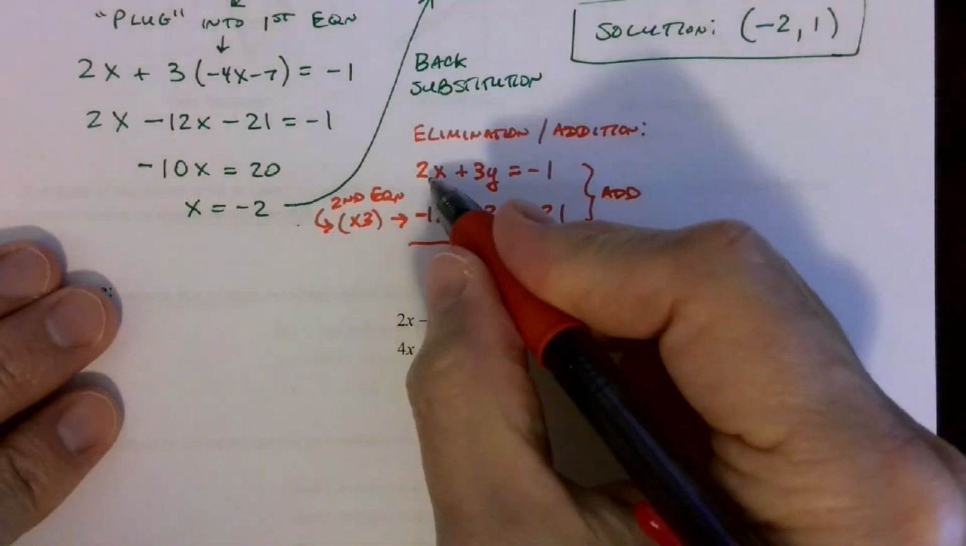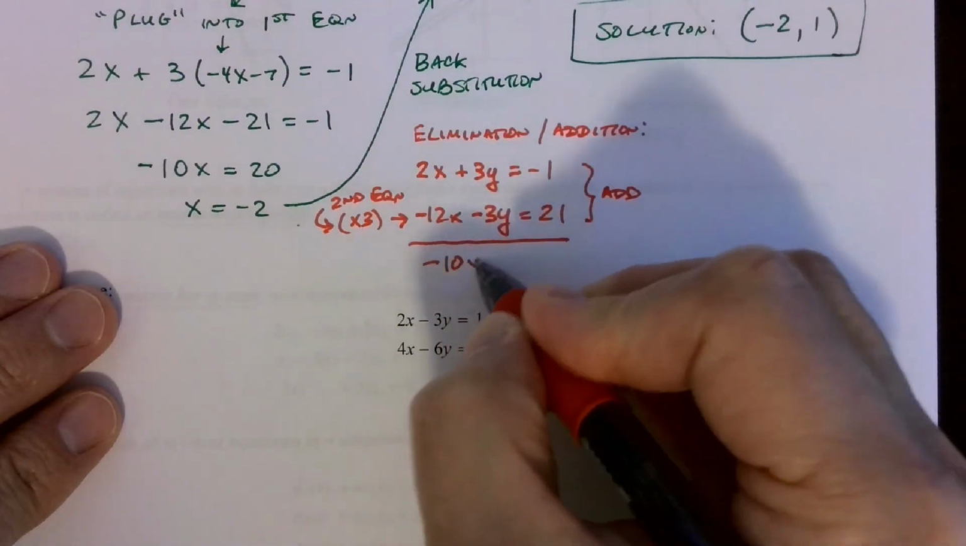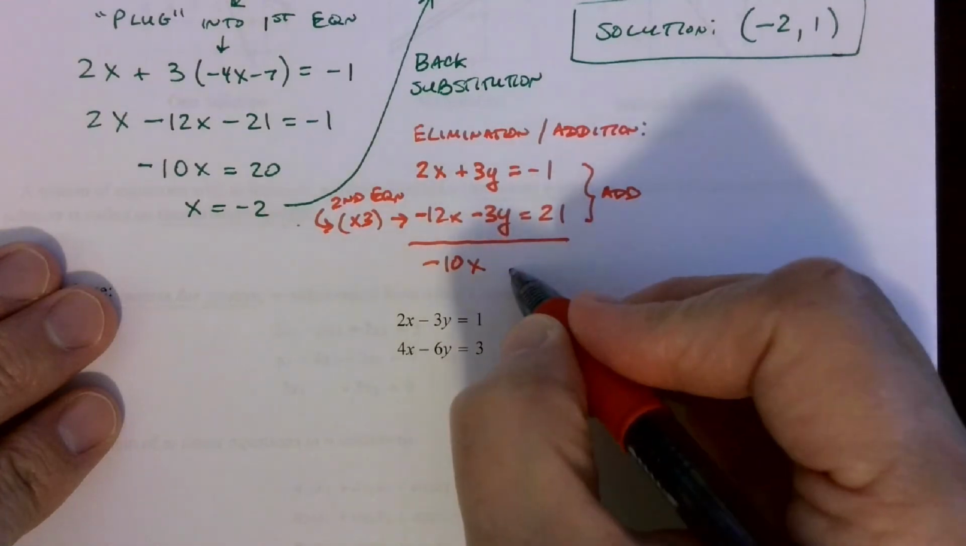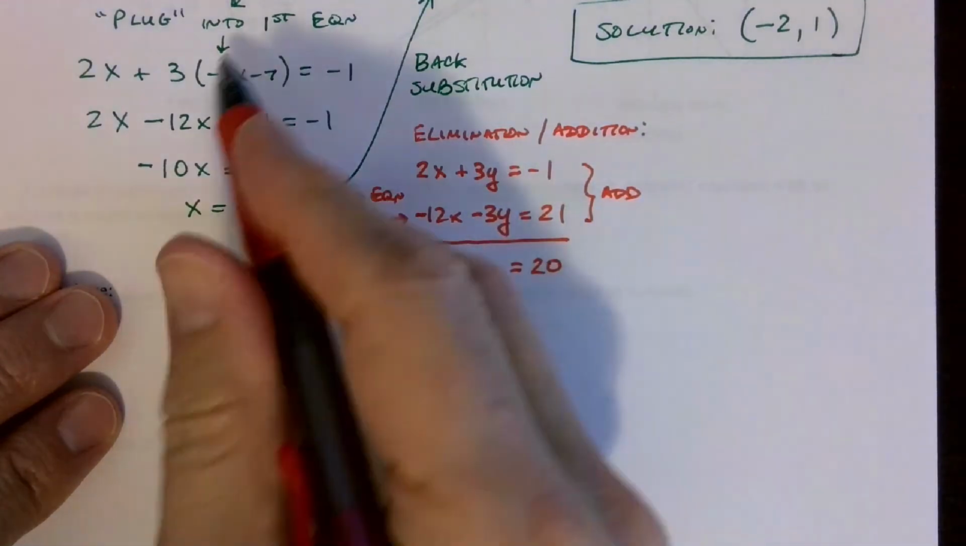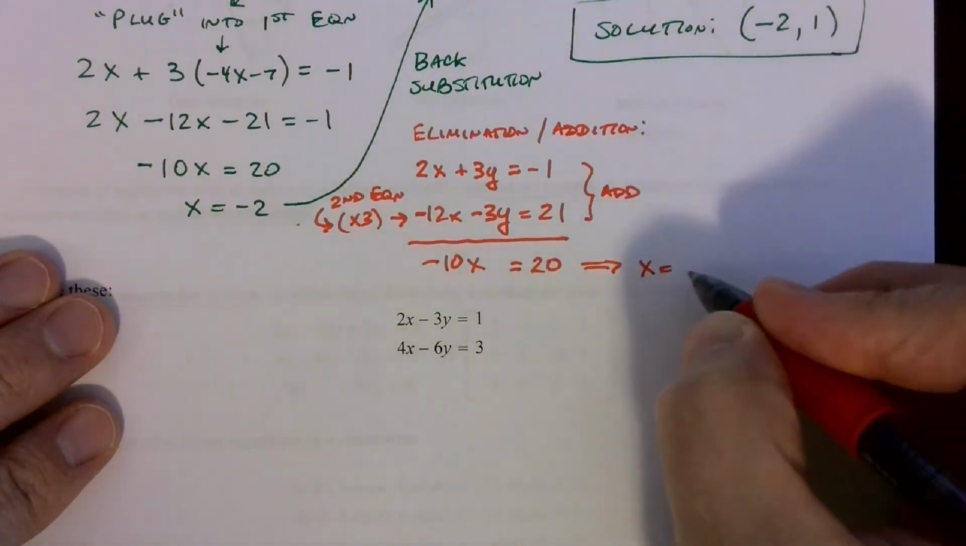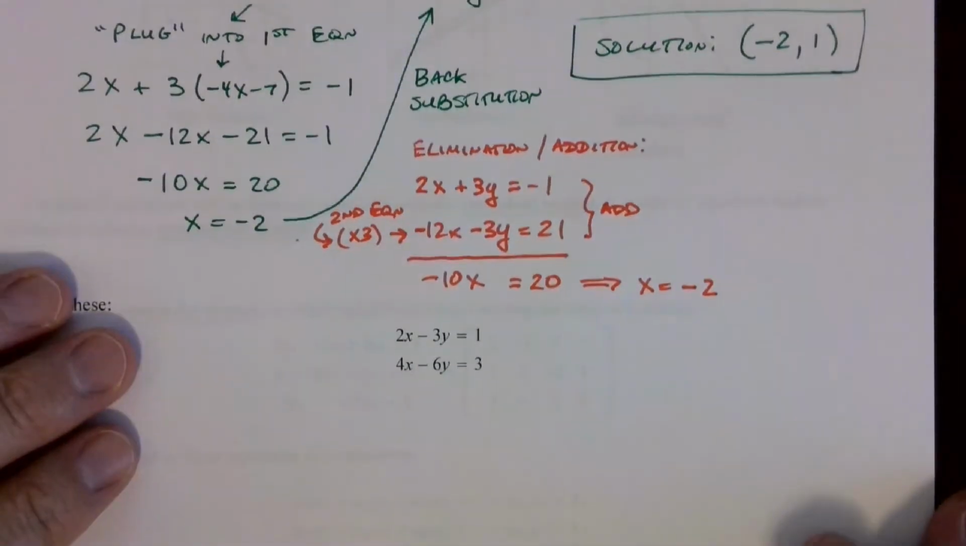And so when I add 2x minus 12x, that gives me negative 10x. 3y minus 3y is 0. Negative 1 plus 21 is 20. And that sounds familiar from over here, right? And so what do you get? You get x is equal to, again, negative 2. Same thing.